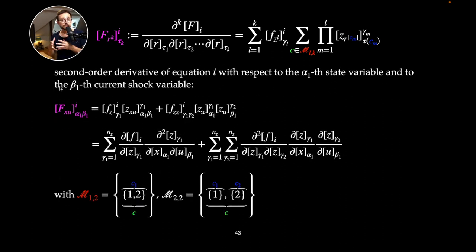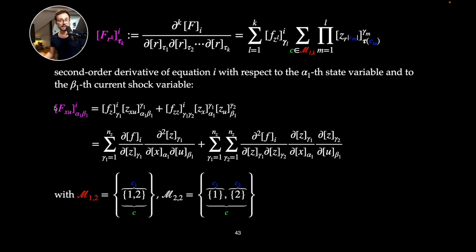Now let's use this notation to write down the second order derivative, so k equals 2, of equation i with respect to, again, the alpha 1th state variable, so say the second state variable, and to the third current shock variable, so some beta 1 current shock variable. Alpha 1 and beta 1 are just numbers. It just tells you whether it is the first, second, third, fourth state variable, or the first, second, third, etc. shock variable. In all slides coming, I'm using alpha to index state variables, beta to index current shocks, and delta to index future shocks. I'm trying to keep the notation clean here.